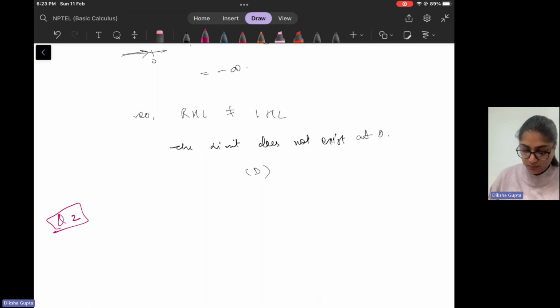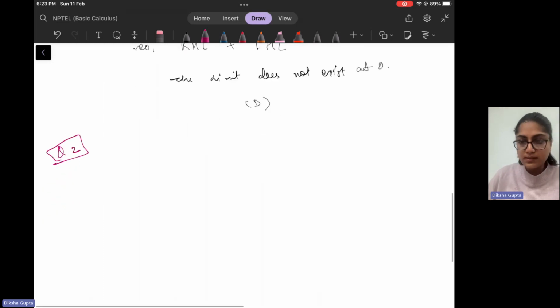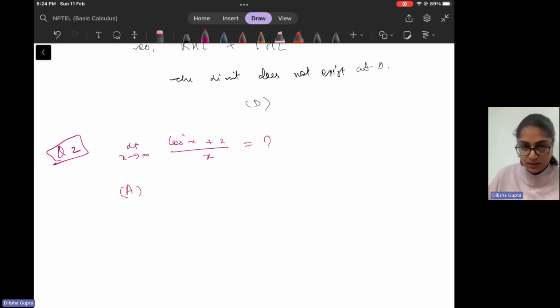Question number 2. We'll do more or less questions on similar lines today. Find the limit at infinity of (cos square x plus 2) upon x. A is minus infinity, B is 0, C is infinity, and D is a non-zero real number.